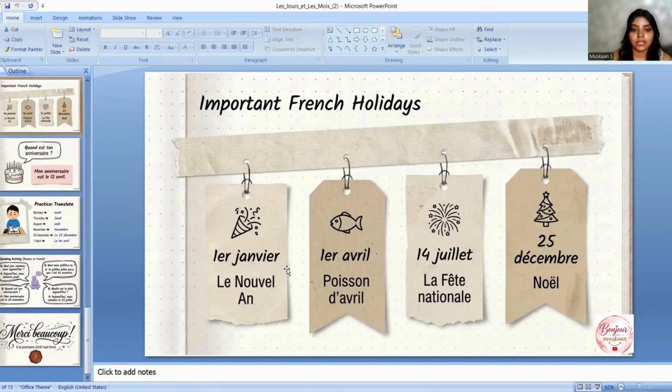So it is Premier Janvier. Now second is Premier Avril. It is Poisson d'Avril. It is like April Fool's Day. Then third is 14 Juillet, La Fête Nationale, the national festival of France. And last is 25 Décembre, Noël. It is Christmas. 25 December is Christmas.